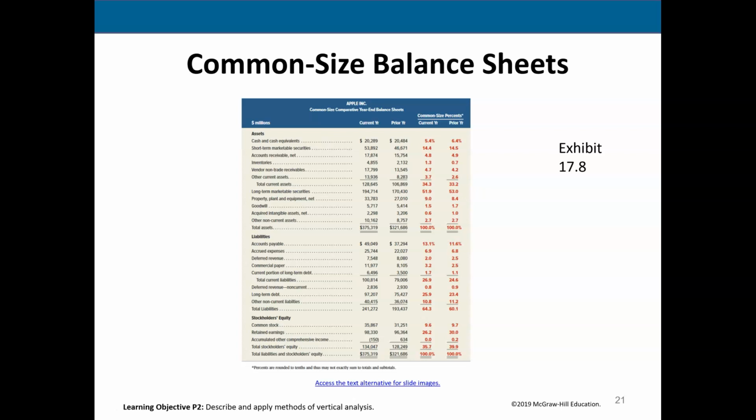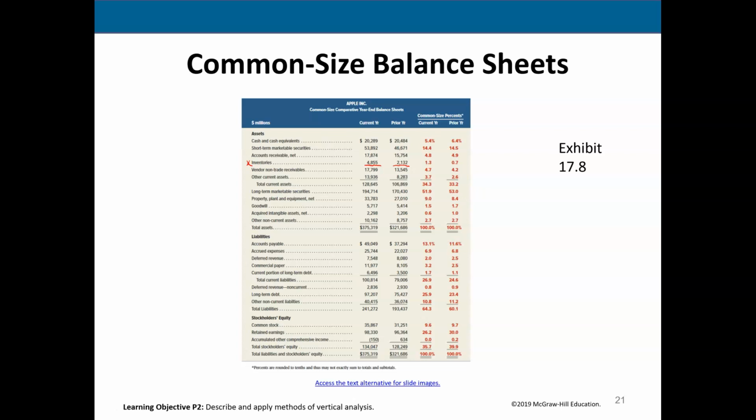Okay, this is an example of a common size balance sheet. When you have a common size balance sheet, you're going to be comparing it with something. You could be comparing January of 2020 to January of 2019. So let's pretend that that's what this is. So let's go back to inventory again, because we already looked at that before. Okay, looking at the inventories. Your current year is 4,855. Your prior year is 2,132.